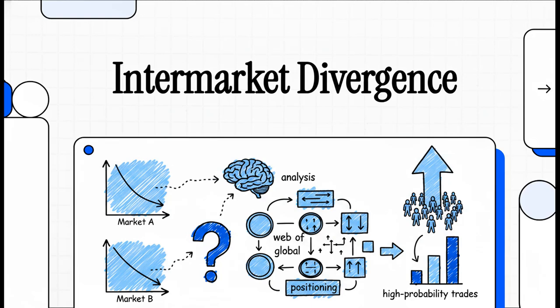Look, if you're watching this, I know you already understand the basics. You know how to read a standard commitment of traders report, and you know how to track managed money versus commercial hedgers. But today we're leveling up. We are stepping way past simple single market analysis to master the interconnected web of global positioning. We're going to learn exactly how to spot those high probability trades by mathematically proving when the crowd is just dead wrong.